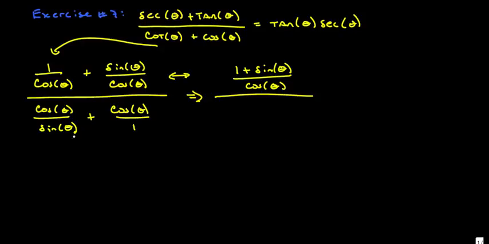Now the denominator, this guy over here, needs to have a sine in it. So what I'm going to do is I'm going to go like this. So this is going to be cosine theta plus sine theta times cosine theta. Let's extend that over sine theta.